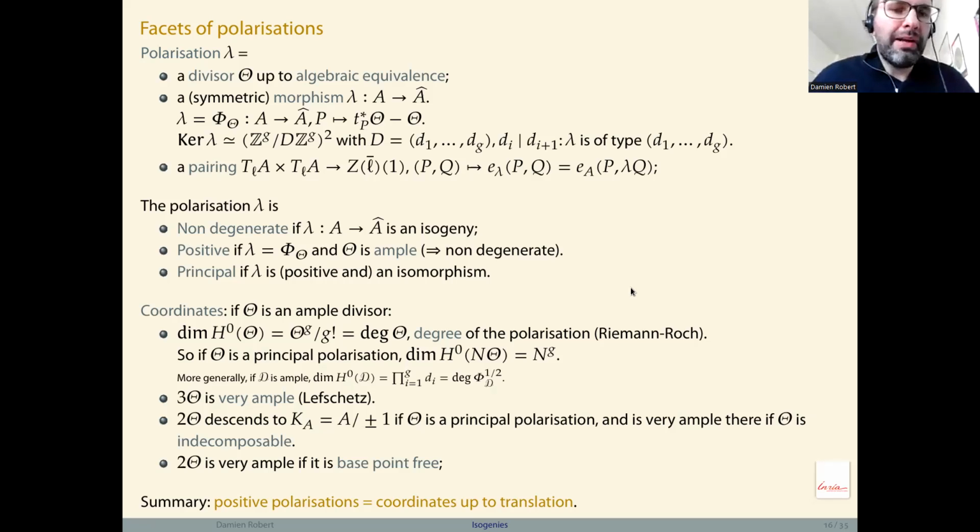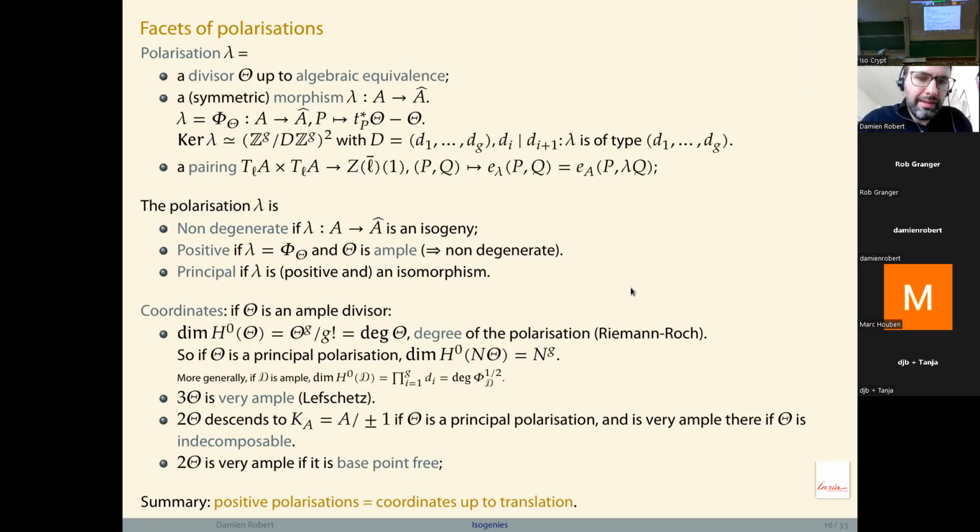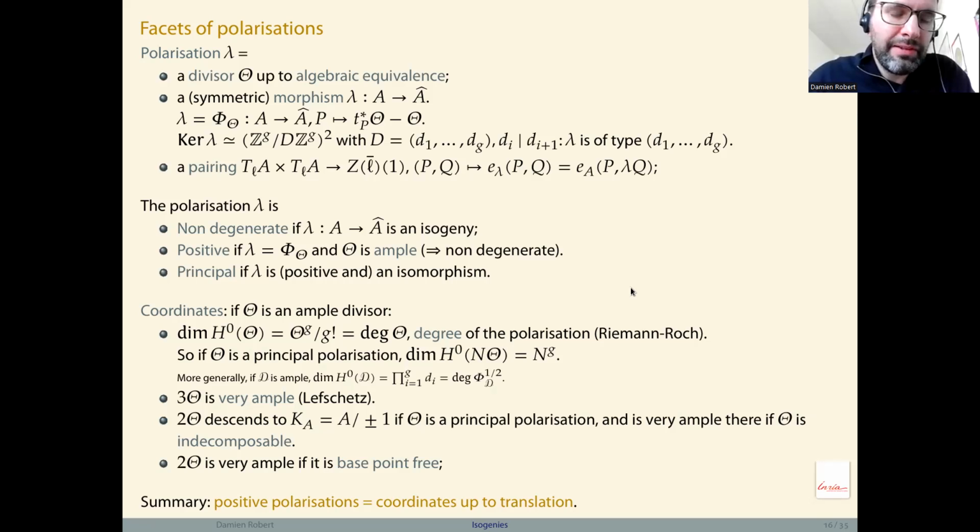Like I said, when we have a polarization, it means we have a divisor, and it means we have coordinates. And we can know the number of coordinates we have. Essentially, if we have theta a principal polarization, then n times theta has n to the g projective coordinates. So if you only work with theta, we only have one coordinate, so it's not enough to represent a point. But if we work with 3 theta, we have 3 to the g coordinates, and it's enough to describe every point on our abelian variety. More precisely, we have a projective embedding. So working with a small multiple of theta is enough to get enough coordinates. And sometimes we can even work with 2 theta. So in summary, polarization corresponds to coordinates up to translation.